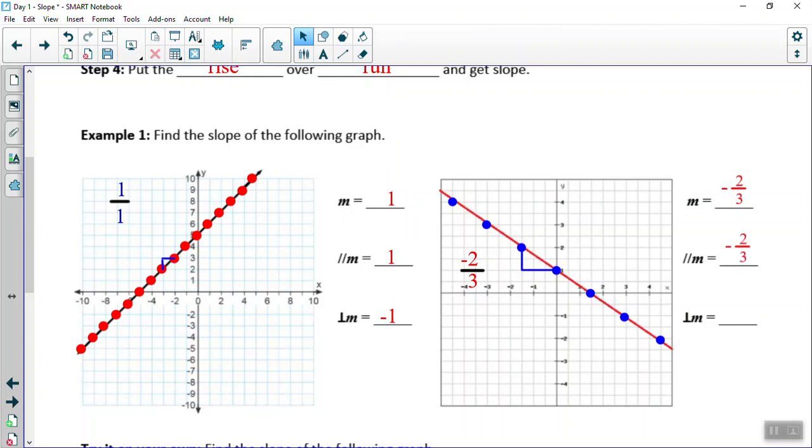Perpendicular slopes mean that I'm going to switch and flip. So I'm going to take out the negative because I'm going to switch my sign, and then I'm going to flip. So instead of the 2 being on top, now my 2 is on the bottom. Instead of the 3 being on the bottom, now my 3 is on top. So now my perpendicular slope is 3 over 2.